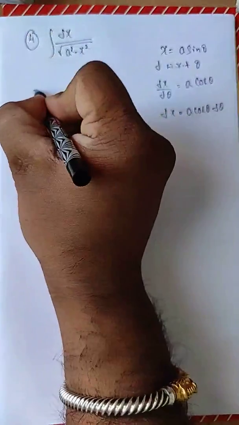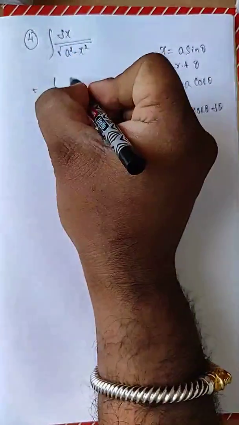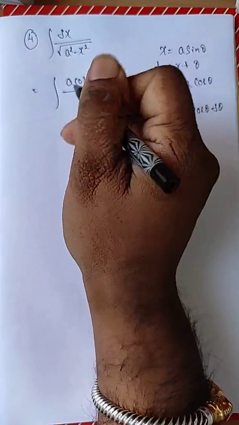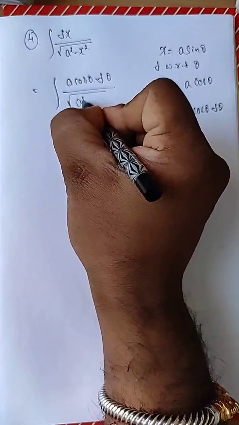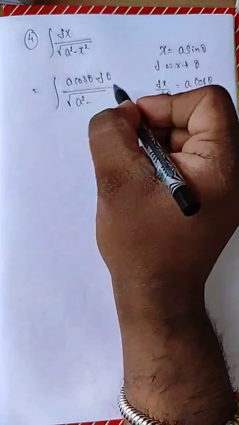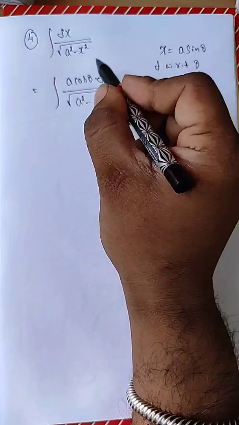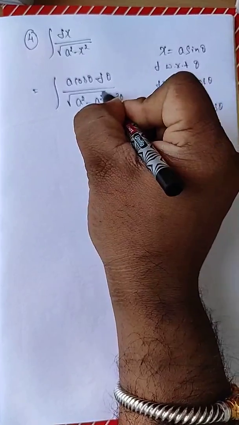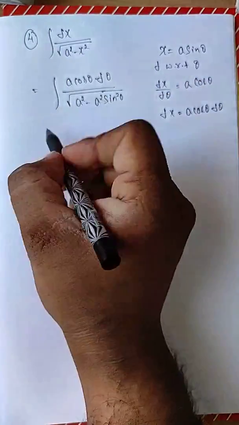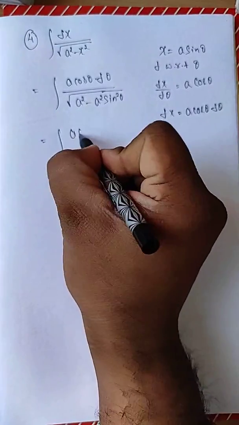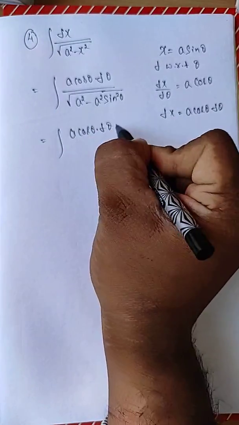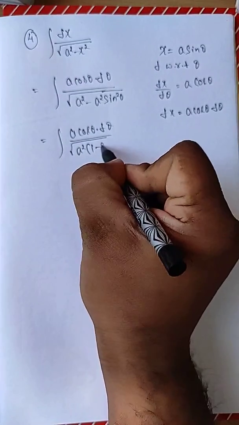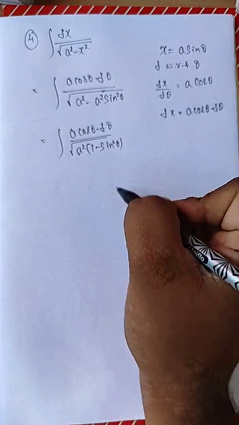We are substituting this. So integration of dx, where dx is a cos theta d theta, by root of a square minus x square. Here x is a sin theta, so x square means a square sin square theta. Is it clear? Now I am taking a square as common. So integration of a cos theta d theta by root of a square into 1 minus sin square theta.